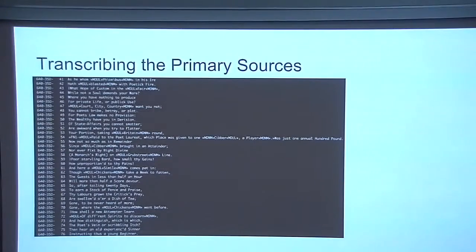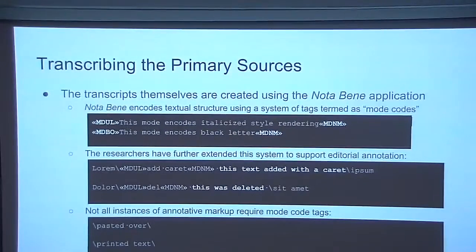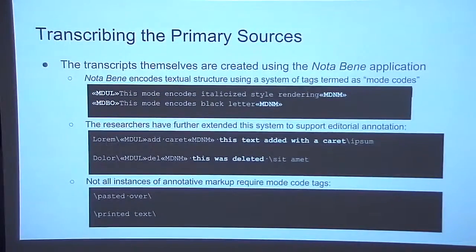So here is the actual primary source, or the digital transcription of the primary source that is produced during this project. As you can see, it is not TEI. Now, the transcripts themselves are created using an application known as Nota Bene. Nota Bene encodes textual structure using a system of tags known as mode codes. As you can see, it's a shallow form of approach to tagging. You can't recursively tag mode code sequences.